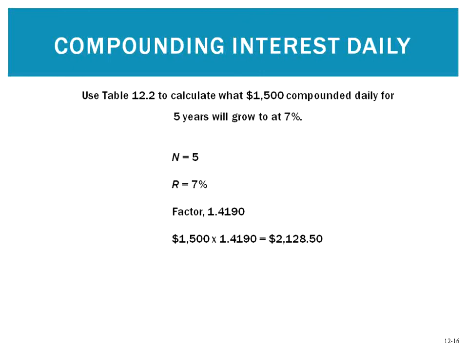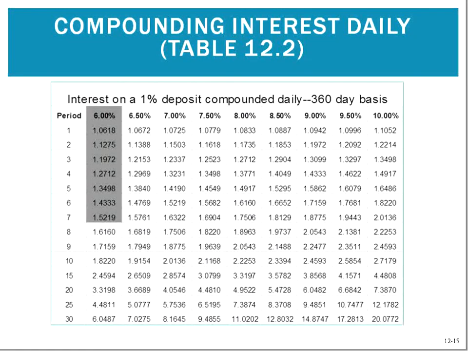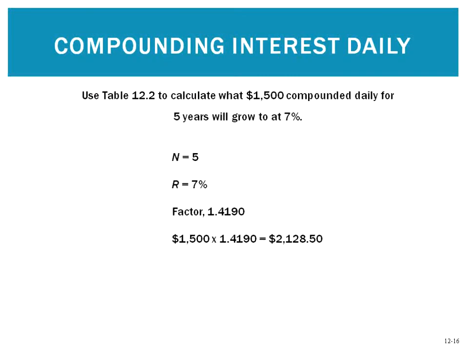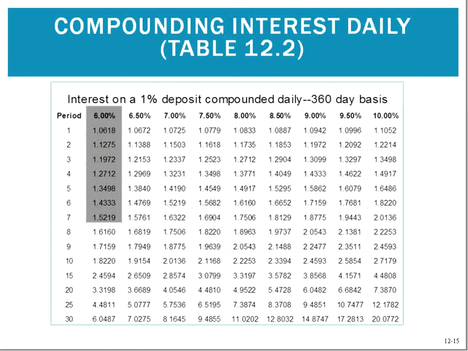So, compound interest daily. Use table 12.2 to calculate what 1,500 compounded daily for 5 years will grow to at 7%. So our number of periods is 5, and our rate is 7%. Now here's the thing, because this is compounded daily, we already know that the periods are in years. That's what it seems like. This is a bit confusing, the way they have set it up.